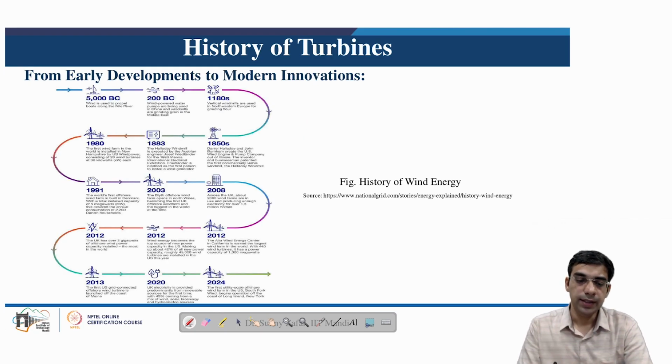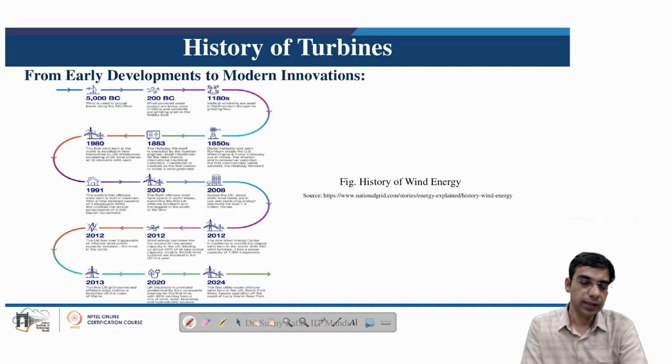If you look at the development of turbines from early developments to modern innovations, in the initial times, in 5000 BC, wind was used to propel boats along the Nile River. Subsequently, wind power pumps were developed in China and the Middle East for grinding grains. Then, in the 12th century, vertical windmills were used in several parts of Europe to grind flour. Then we had the development of several wind and pump companies in the US, and windmills were developed in the 1850s.